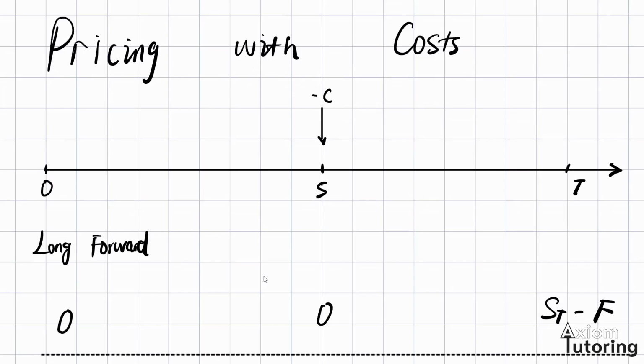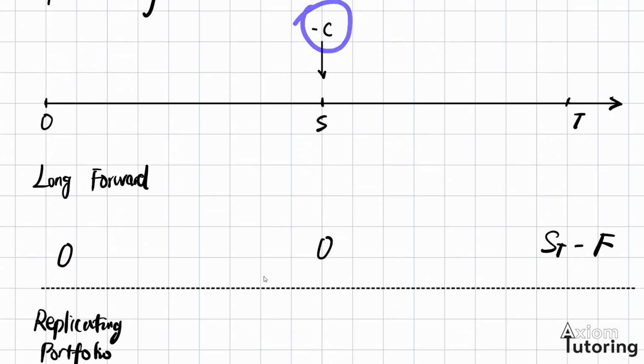Hi, in this video, we'll continue using the replicating portfolio method to put a price on a forward contract whose underlying asset is cost bearing. So in contrast with our previous video, this type of asset actually comes with a cost for holding it. So we need to pay a cost before maturity at time S. So there will be a cash outflow at time S over here.